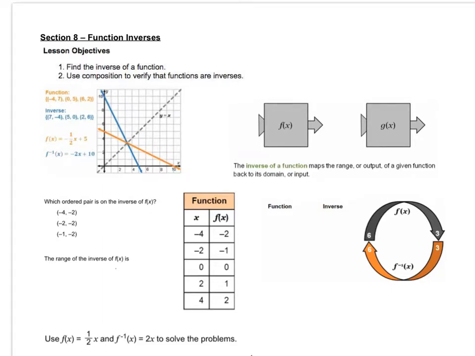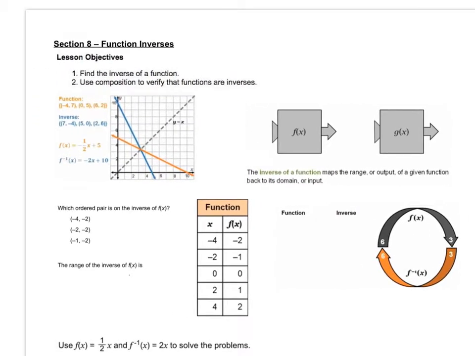This is a video over section 8, which is called function inverses. Our objectives today are to find the inverse of a function and then to use composition to verify that functions are in fact inverses.